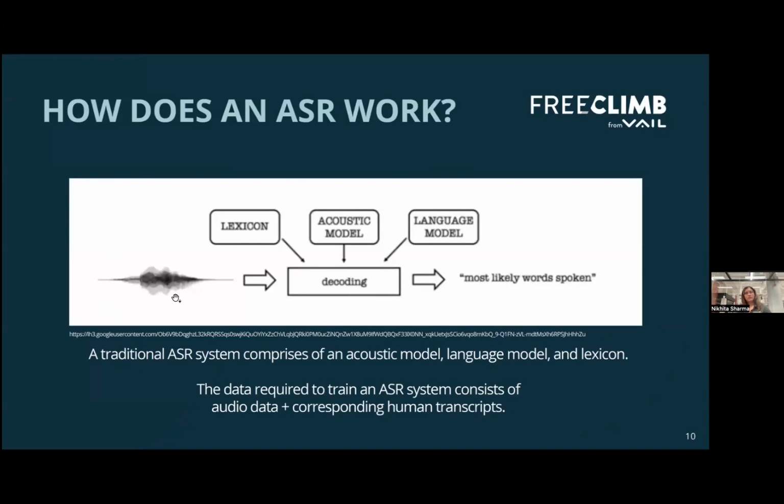In general, a traditional ASR system has the following components: a lexicon, which is a dictionary, an acoustic model, and a language model. In combination, these form a decoding graph. Once you have your input audio, you can get the most likely word spoken using this decoding graph. The data you require to train such a speech recognition model comprises the audio data and the corresponding human transcripts. If you have sufficient data, you can train your own speech recognition model.